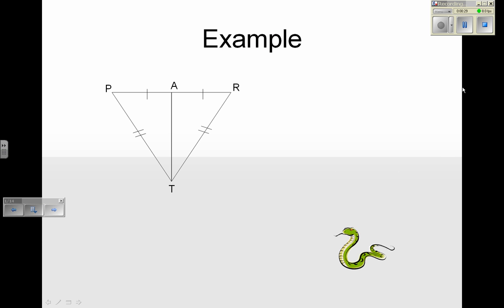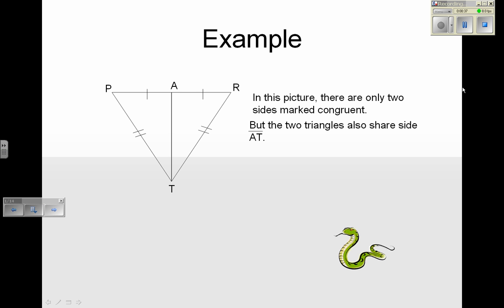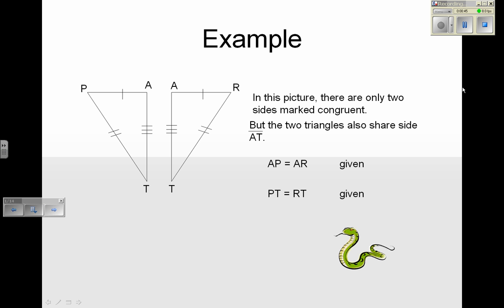For example, if I had a picture like this, you might ask, do we have congruent triangles here? Well, I only see two sides marked congruent. However, they share side AT. So if we pull that off, we've got three sets of congruent sides, and a proof might say that AP is equal to AR, which is given, PT is equal to RT, which is given, and then AT is equal to itself, which is reflexive.